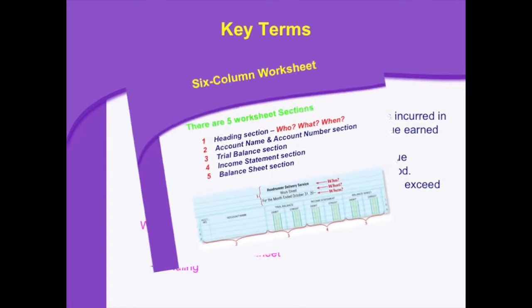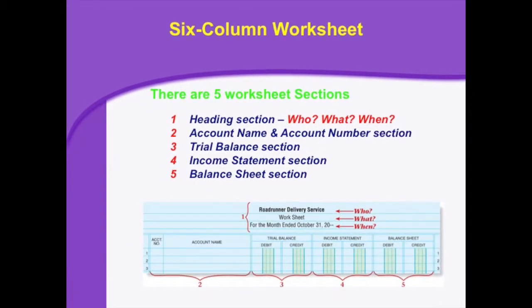So here it is, the 6-column worksheet. There are 5 sections in the worksheet: the heading section, the account name and account number section, the trial balance section, the income statement section, and the balance sheet section. The heading section, indicated by number 1, is familiar to you because it's similar to what we used with the trial balance.